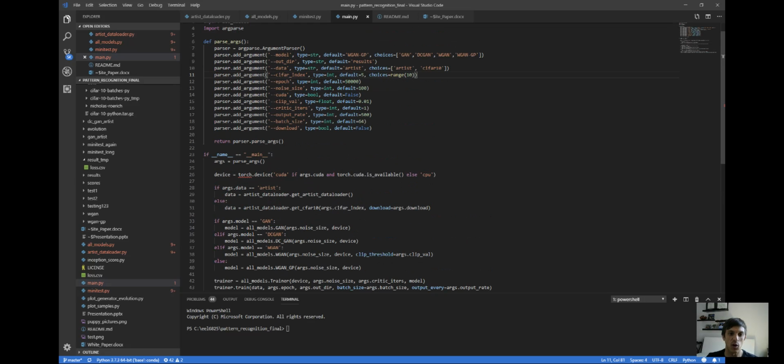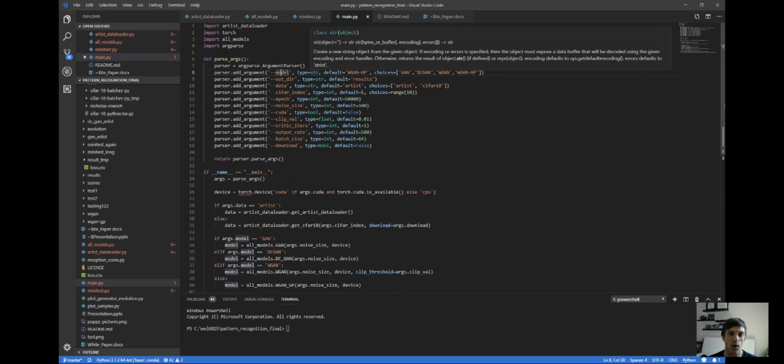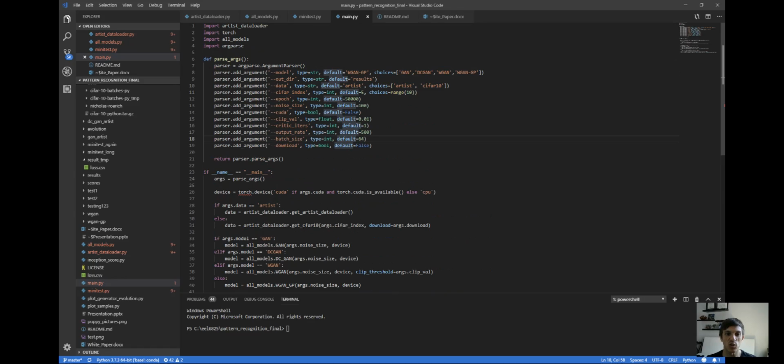So with the data here, you know, python main.py, you've got all these arguments here. You can choose your model, your output directory, what type of data you want to choose, your CIFAR index if you choose CIFAR10, how many epochs you want to train with, your noise size, whether or not you use CUDA, which I recommend you do.